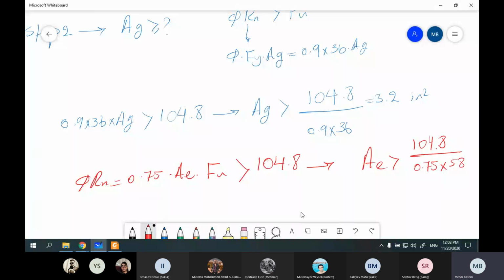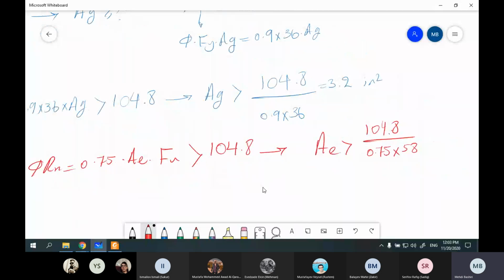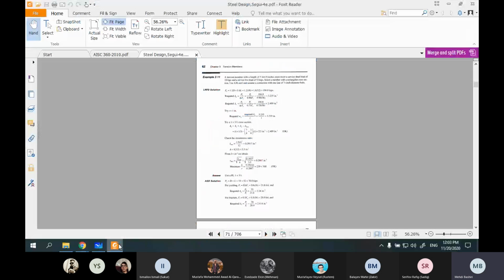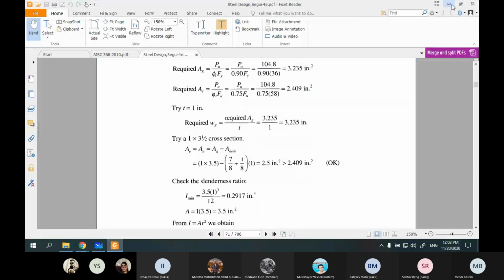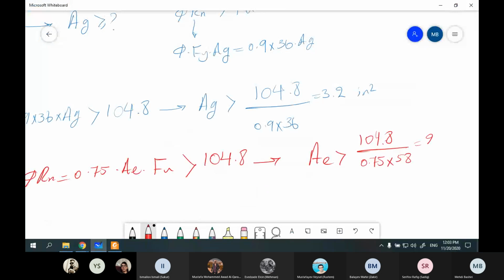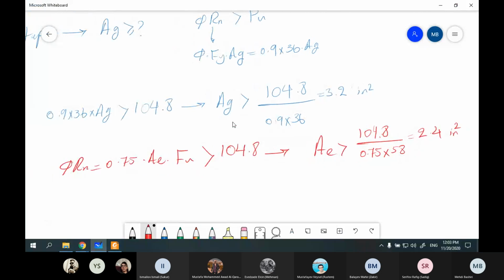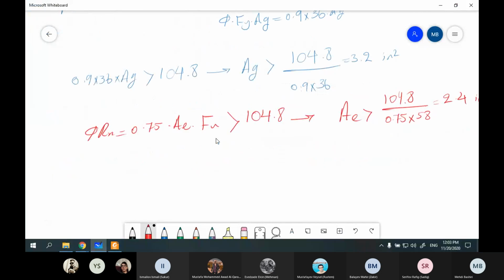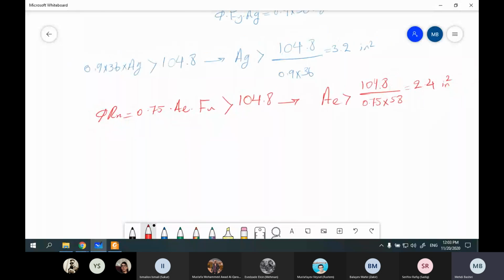This should be 2.4 inches squared. At this step, you should pick your member. You should make your guess. For example, at this point you call the company, you call the factory, and ask them what thicknesses are available right now at your company.